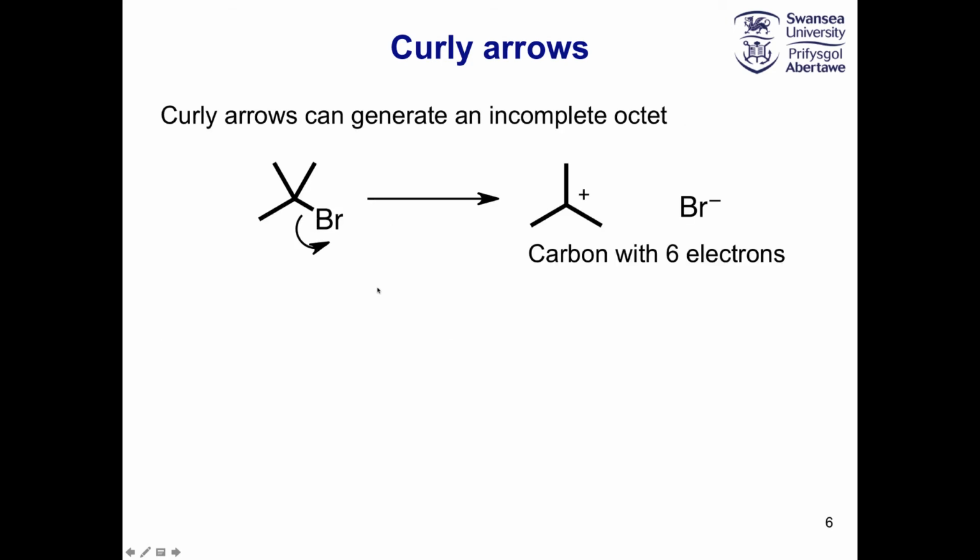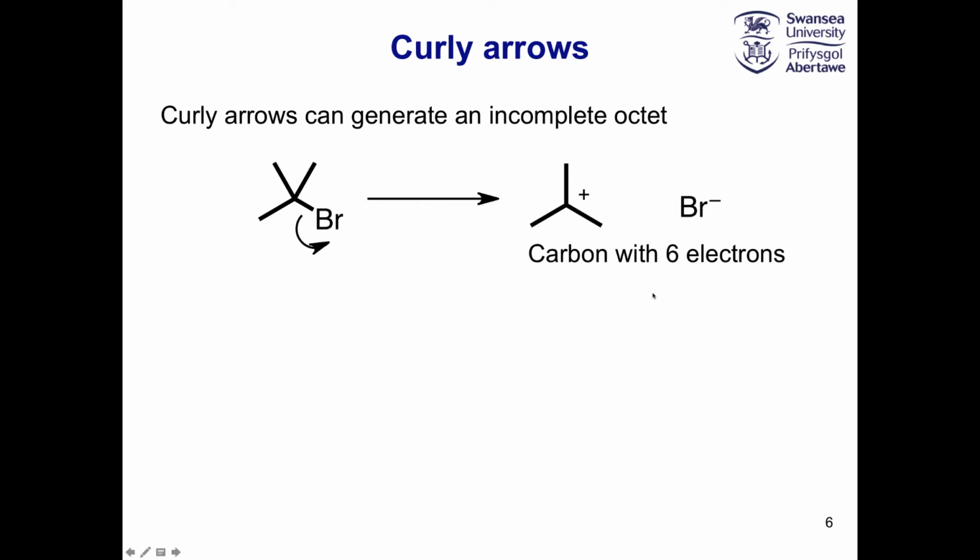First up, we can generate an incomplete octet using a curly arrow. An incomplete octet means that the atom has a vacant orbital, making it unstable and reactive. Here, the electrons in this carbon-bromine bond flow onto the bromine itself. That leaves the carbon atom with a positive charge because electrons have flowed away from it, and the bromine with a negative charge because electrons have flowed towards it. The electrons have flowed out of this bond, so that bond no longer exists.